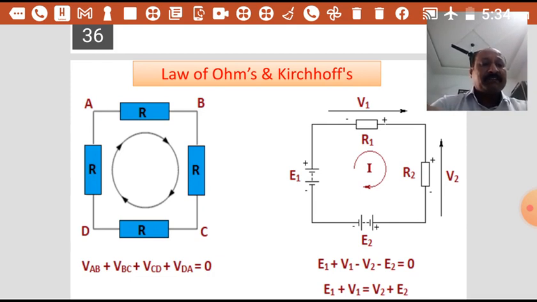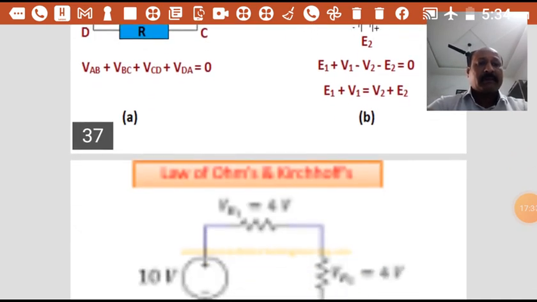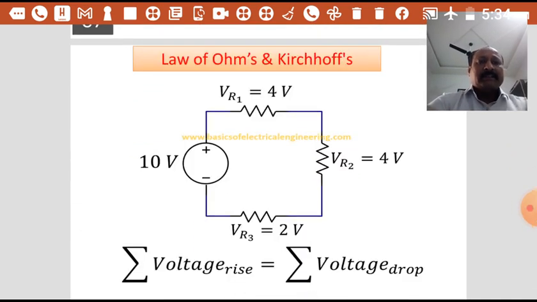Then see the next circuit. A 10 volt supply is connected across R1, whose voltage drop is 4 volts. The second resistance, R2, in series, has a voltage of 4 volts. The third resistance, R3, has a voltage of 2 volts. So what is the law? It says that the summation of all voltage rises equals the summation of drops.